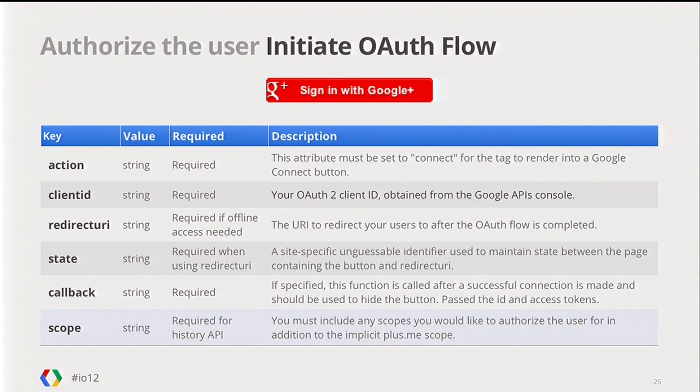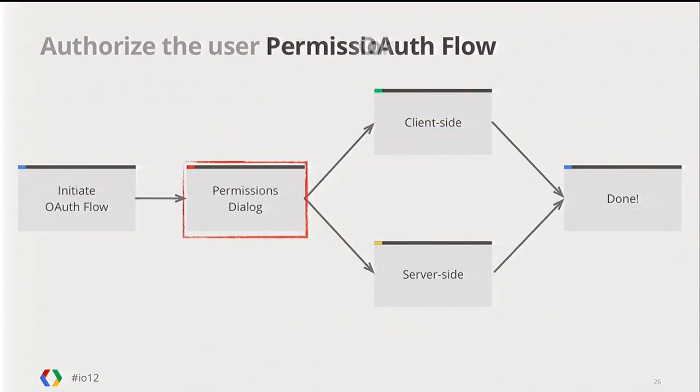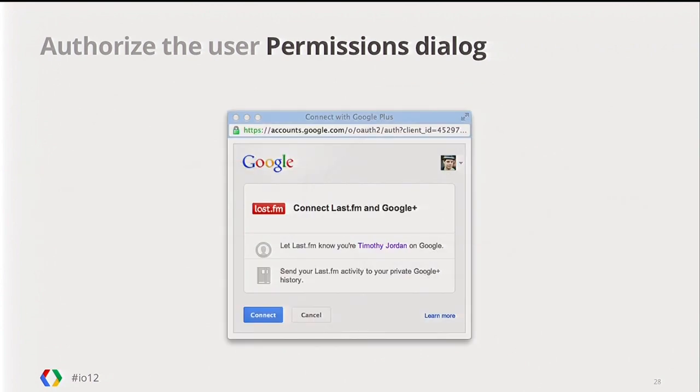The callback. This button has a callback. So when the user gets back to the page and everything's done, you can call a function on that page. And this is where you're going to hide the button, show other elements, pat them on the back, that kind of thing. And then scope. By default, this button will use the plus.me scope. Now that will give you access to the user's Google Plus ID. You need an additional scope, which is the plus.moments.write scope, to actually write moments into the history API. Okay, so that's initiating the OAuth flow. Permissions dialog, again, looks like this.